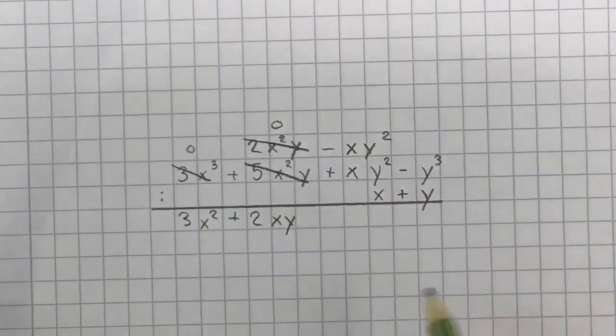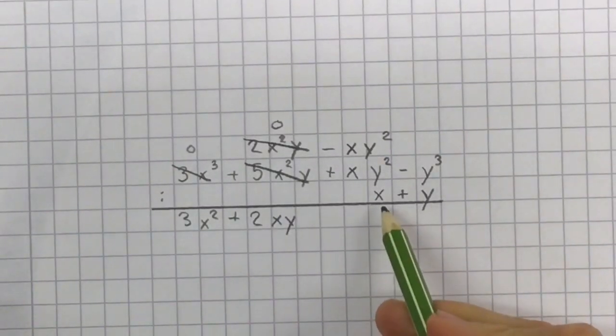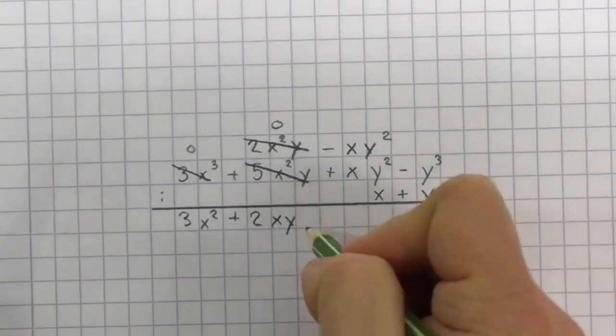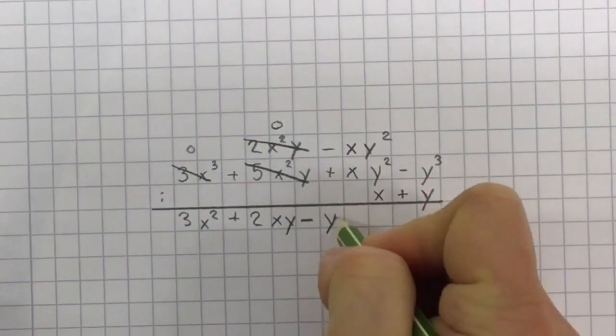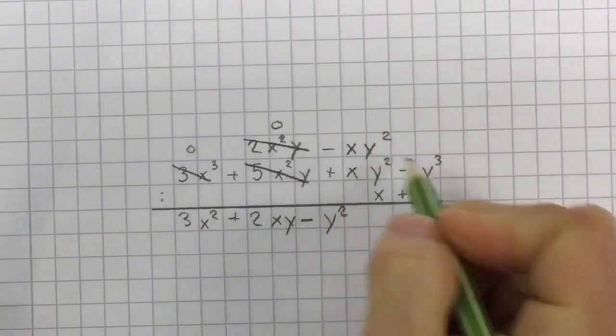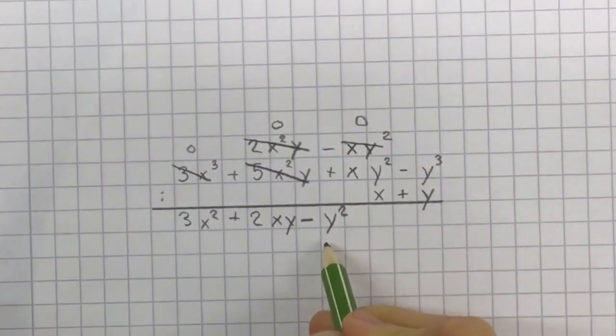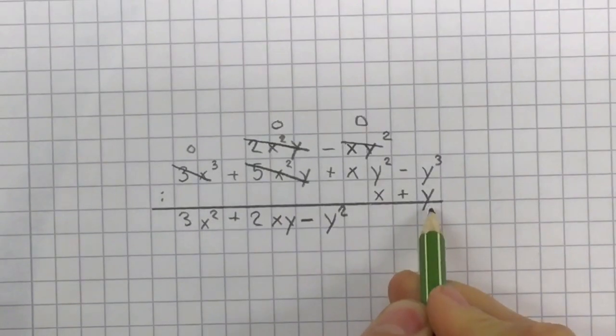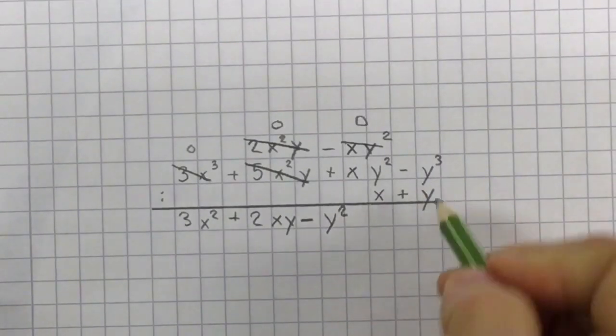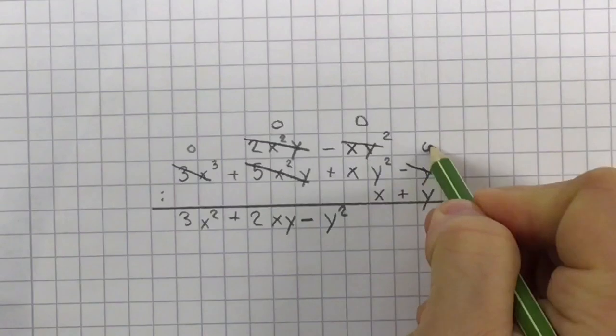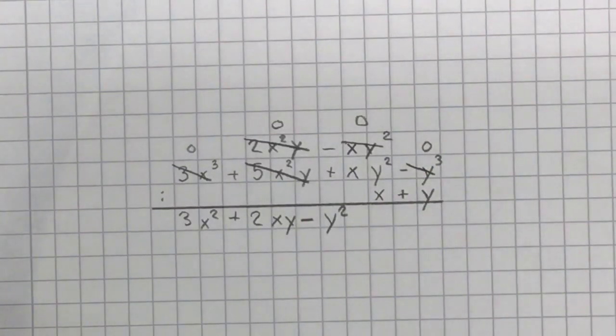Finally, x times minus y squared equals this. So we're removing it, and minus y squared times y is minus y to the power of 3, and we're done.